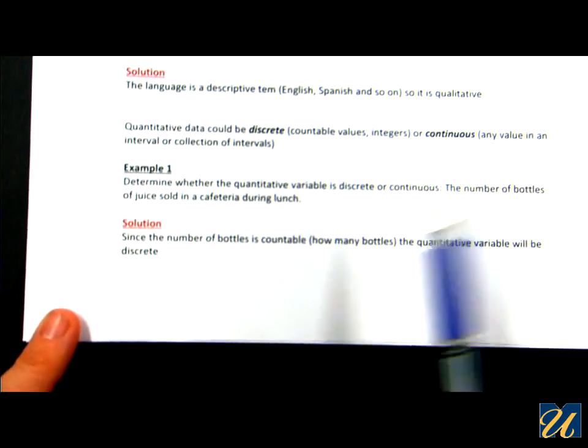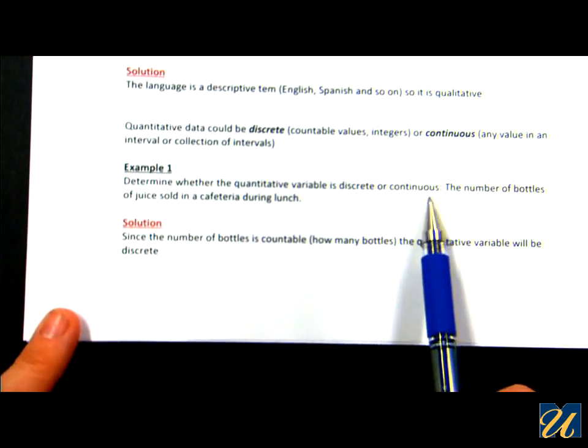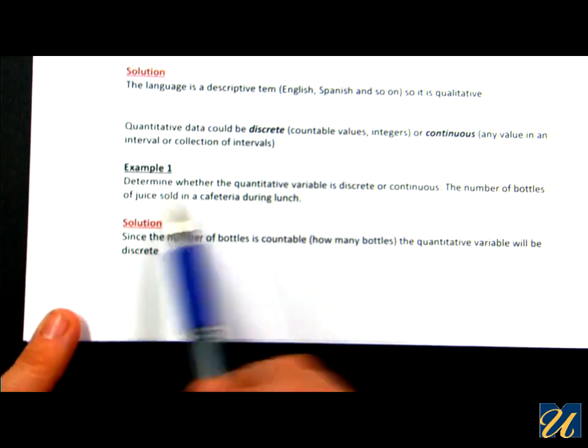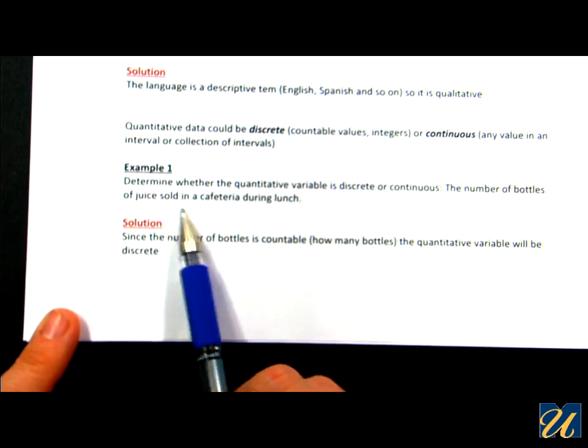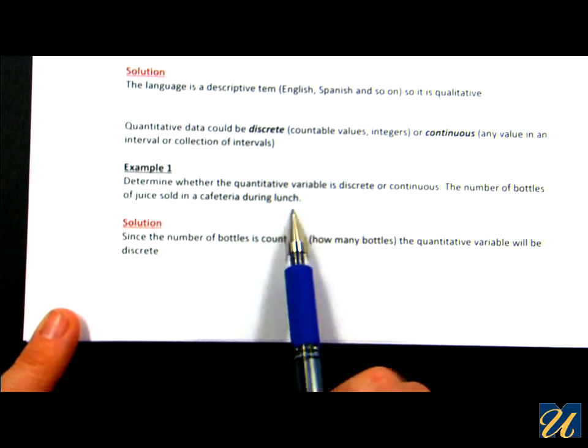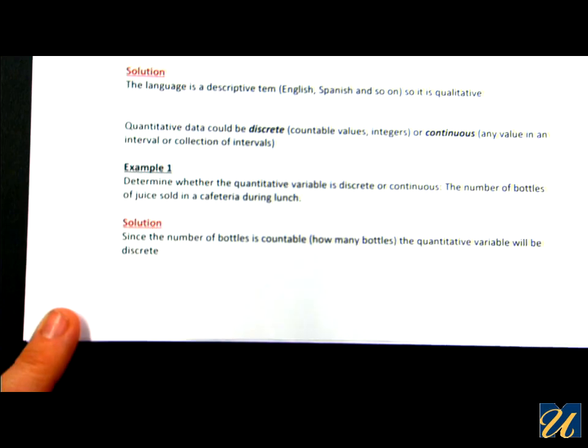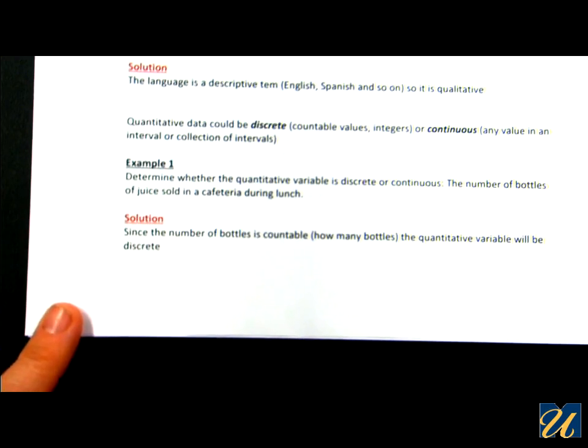Determine whether the quantitative variable is discrete or continuous. The number of bottles of juice sold in a cafeteria during lunch. The number of bottles, you would say how many, a specific count. Therefore, the quantitative variable will be discrete.